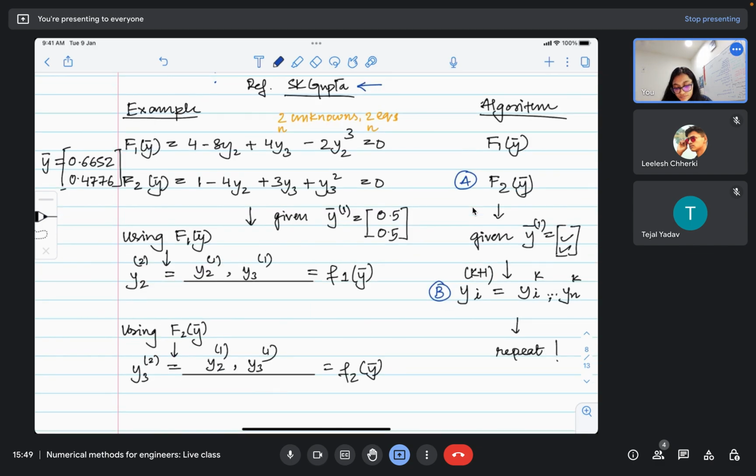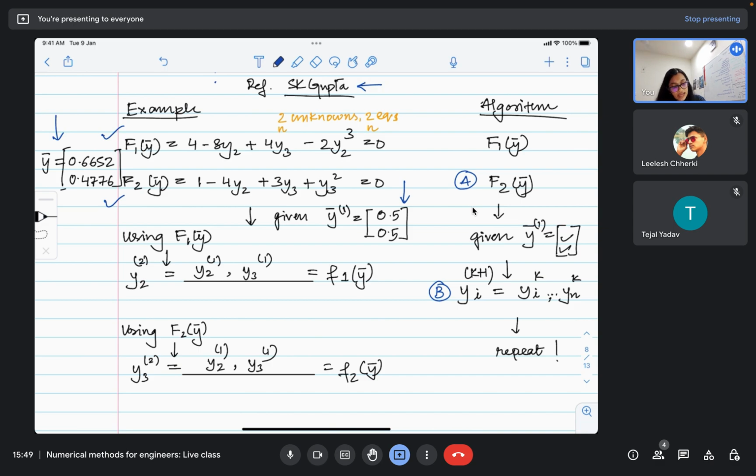So suppose we have these two functions, f1 and f2. Why two functions? Because here we have two unknowns, so two different equations. In these two equations, let's see how we proceed. This is given to us as the final solution, the roots of the equation, and our initial guess is given to us as 0.5, 0.5. So it means that we start with the value of 0.5.